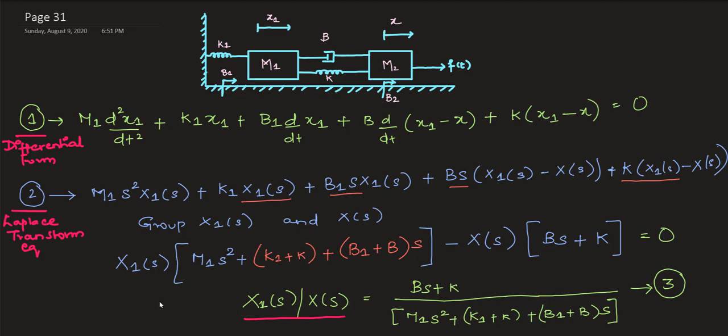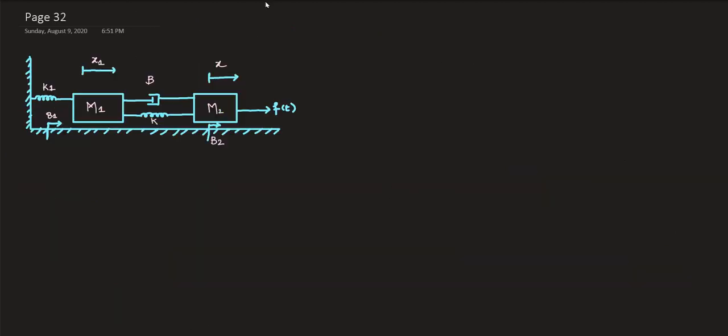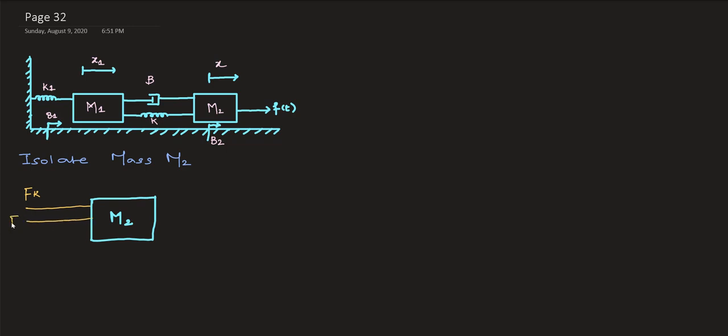Now taking the ratio, I'm getting x1 of s by x of s is given by this. Good, so that is with respect to your mass m1, and I'm having x1 of s by x of s for your mass m1. Now we will move on to our mass m2 and follow the same, obtain the differential representation followed by your Laplace representation, and then group the displacement terms together and see where we end up. Good, so let's do it for mass m2.